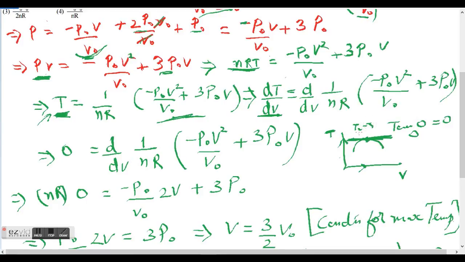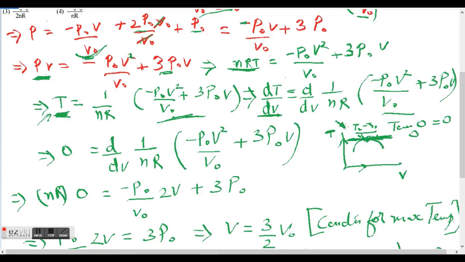dT is similarly the change in T, like T2 minus T1, over V2 minus V1, but over a very small range. It doesn't matter, because I said in the beginning we can take any 2 points on a line and we will get the same slope. So we will use that very principle and solve it for dT over dV. I'm going to take differentials on both sides, and I will get dT over dV is equal to d over dV of 1 over nR, and then the expression I had.